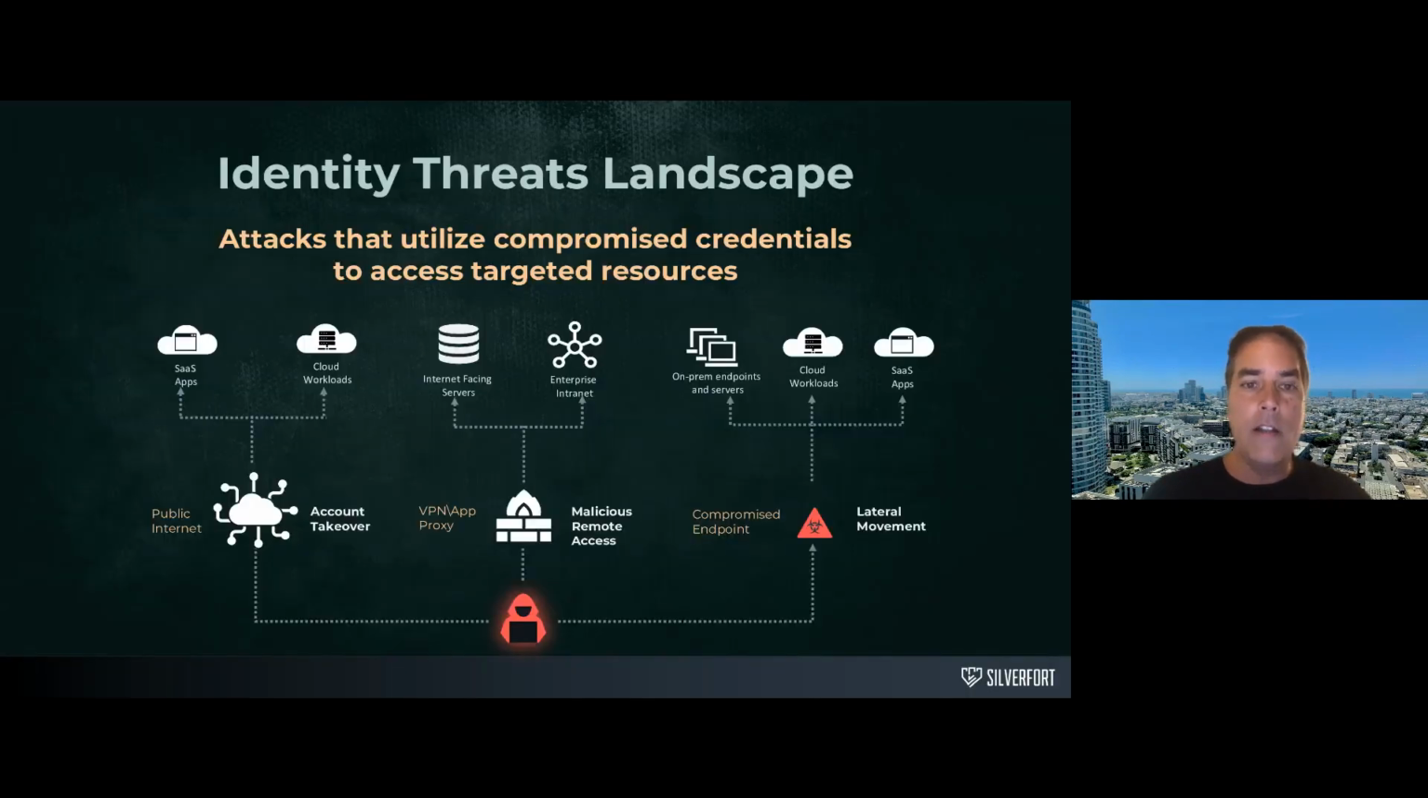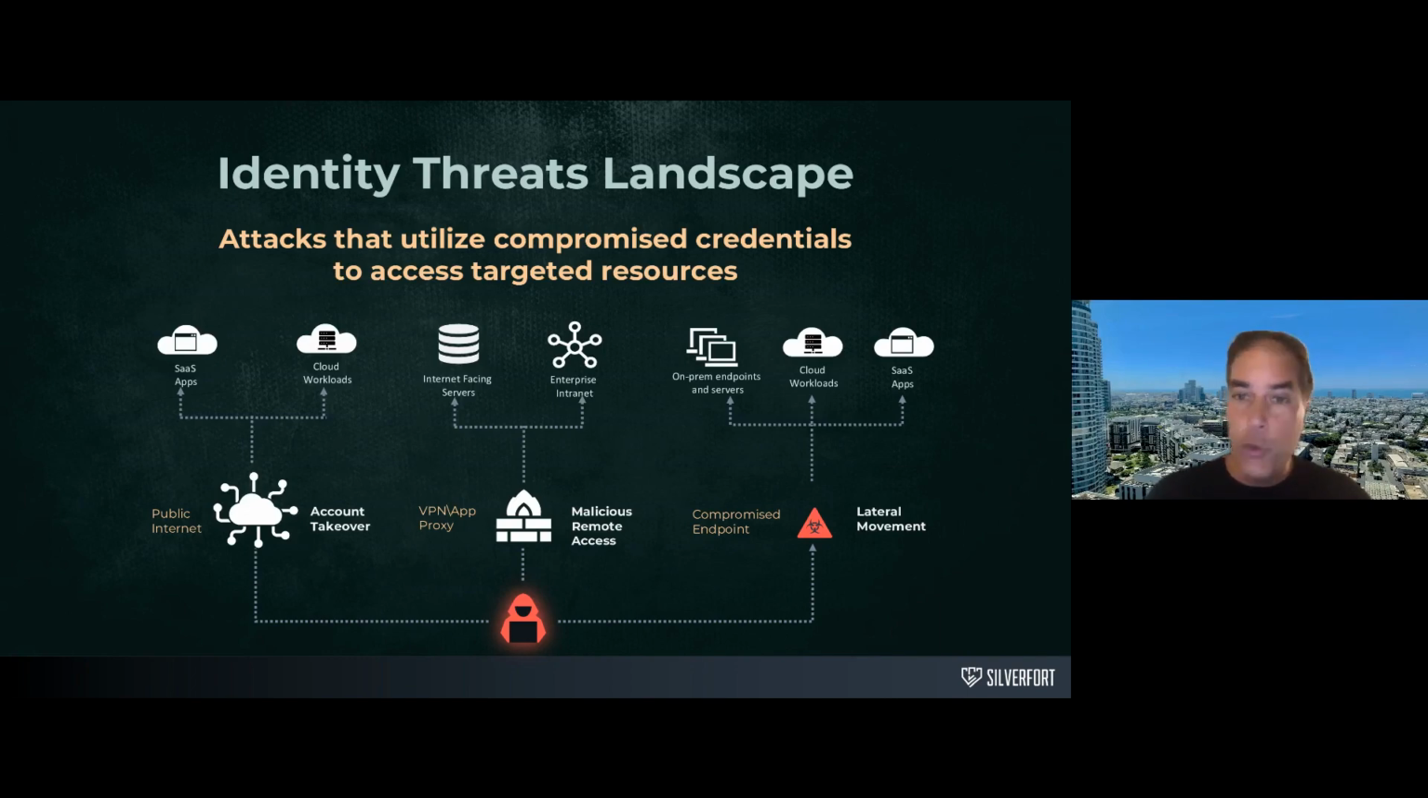Now, there are a lot of different attacks out there. Let's take a look at what I'm calling the identity threats landscape, right? There are attacks that are an account takeover, right? Where the cyber attacker is able to access your SaaS apps or cloud workloads. There's a malicious remote access attempt. There is lateral movement where the attacker is in your network and moving from machine to machine. Now, what I'd like to propose is that there is, in fact, a common theme to all of these attacks, which is they're all using compromised credentials, right? This is really the key aspect of all of these.